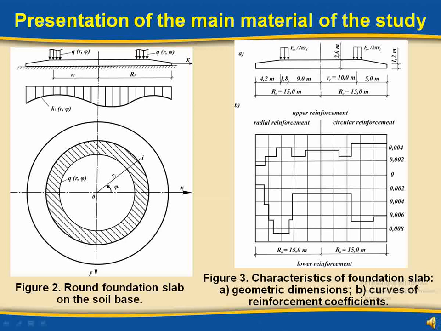The calculation is made under various deformation conditions of the round foundation slab base with the following characteristics. Geometric dimensions of the slab are shown in figure 3a. Curves of the coefficients of reinforcement of the lower and upper slab zones in the radial and annular directions are shown in figure 3b. Concrete is class C25/30, working reinforcement is class A400 steel, radial rods are A400 Ø28, ring rods are A400 Ø25.